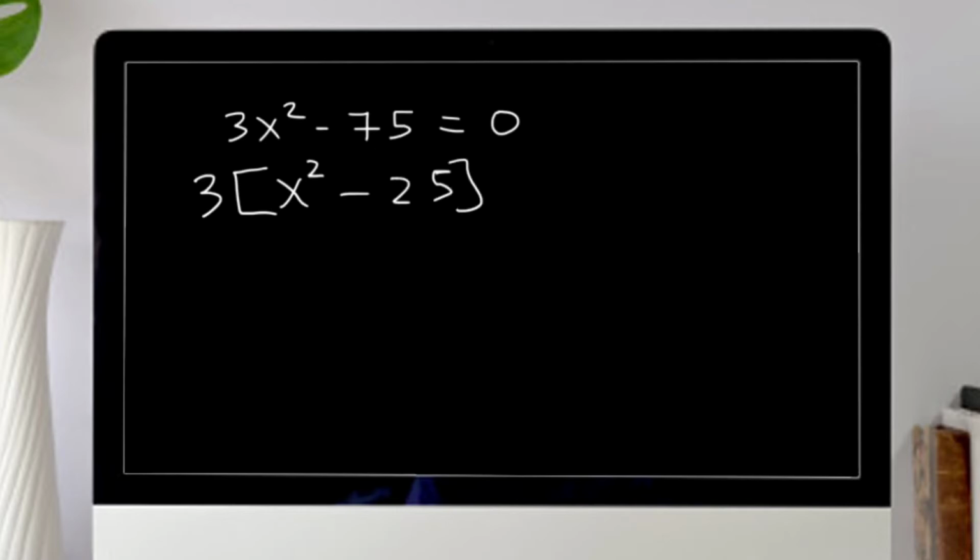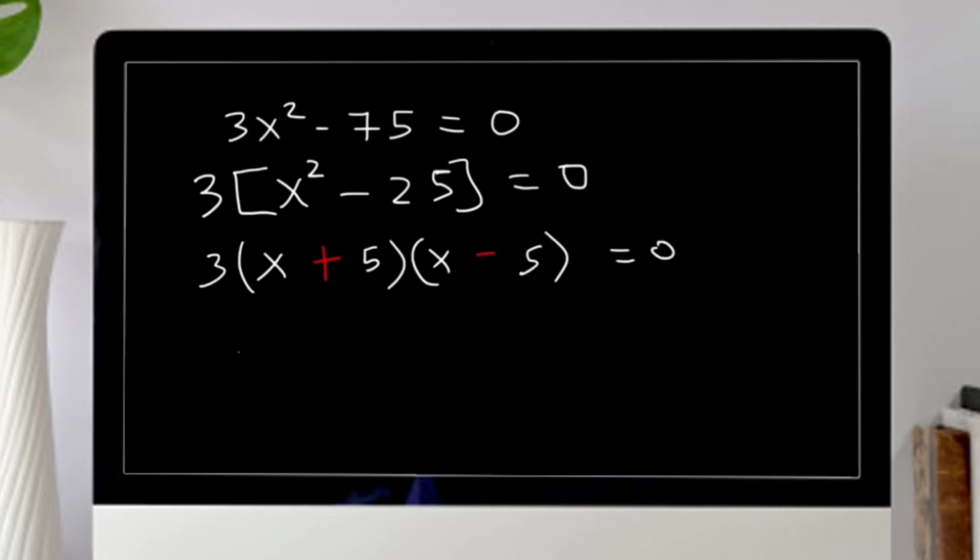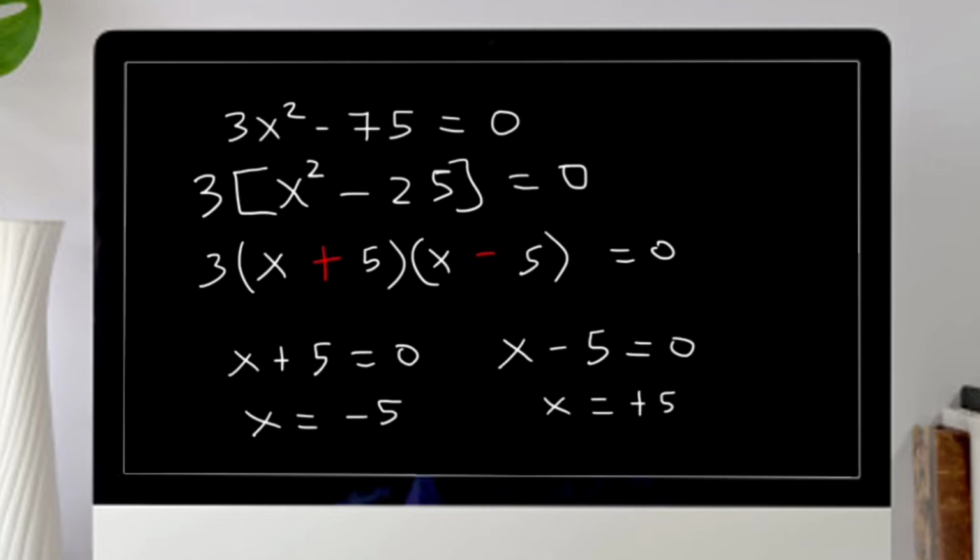Now we can use the difference of perfect squares technique to factor x squared minus 25. The square root of x squared is x. The square root of 25 is 5. So it's going to be x plus 5 and x minus 5. So if we set x plus 5 equal to 0, we can clearly see that x will be equal to negative 5. And if we set x minus 5 equal to 0, x is equal to plus 5. And so that's it for that one.